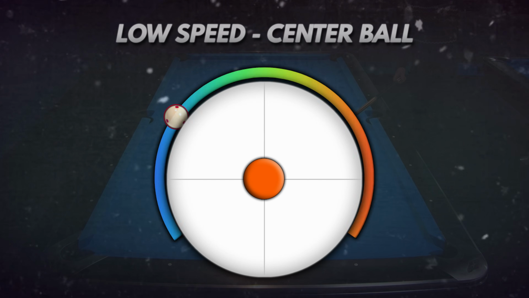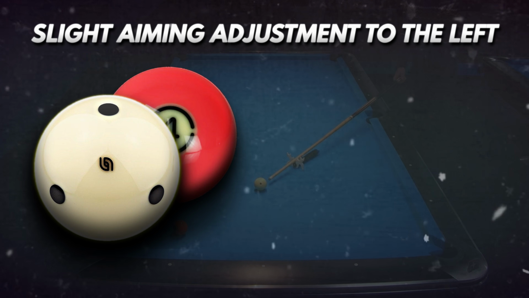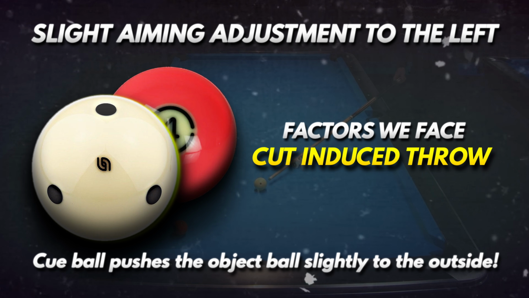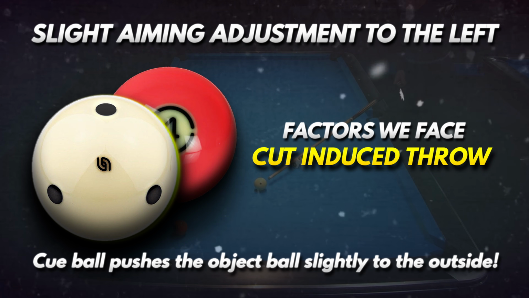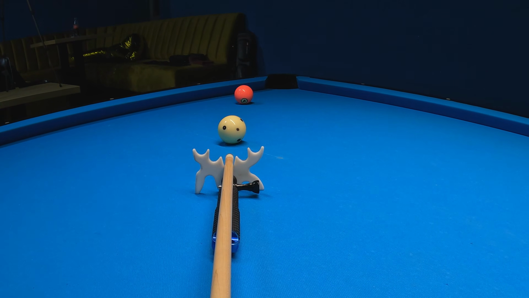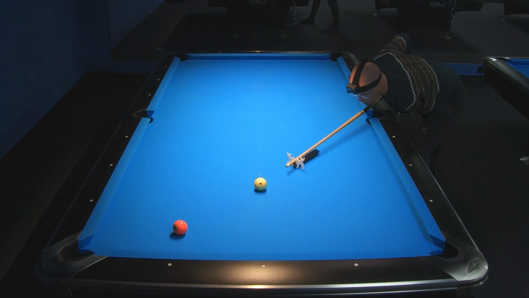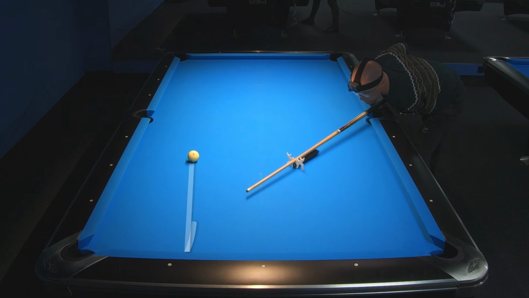In the first step, we need to look closer at what will happen during a shot with center ball, and we need to slightly change aiming to the left, because during this type of shot we face a factor which is called cut-induced throw, so in this case the cue ball slightly pushes the object ball to the outside. Cue ball follows a very natural path which is caused by the applied low speed, what you can see at this moment.